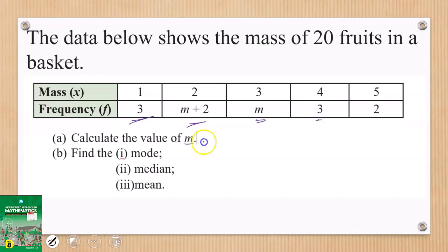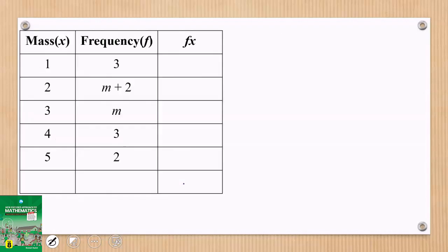Now the question wants us to find the value of m, then the mode, the median, and then the mean. Okay, so now we can draw a table like this. And for us to know the mode and the mean, we need to find the m. So what I can do here is that I know that total frequency can be equal to 3 plus 2 plus 3 again, making 8, then plus 2 making 10. So you're going to have 10 plus m is 2m.